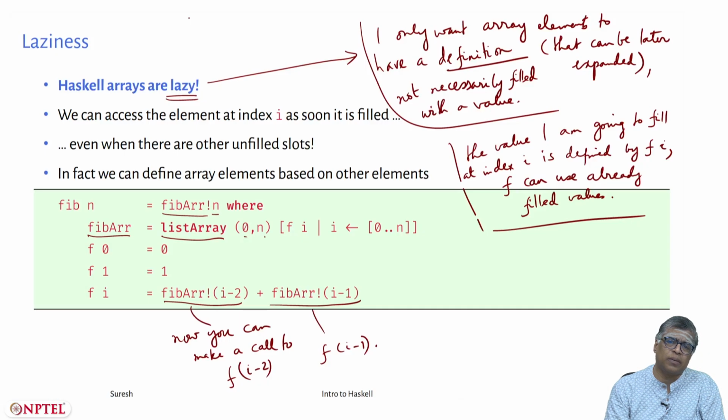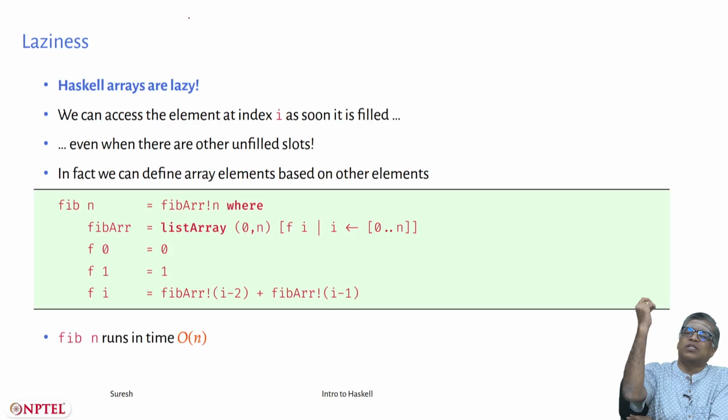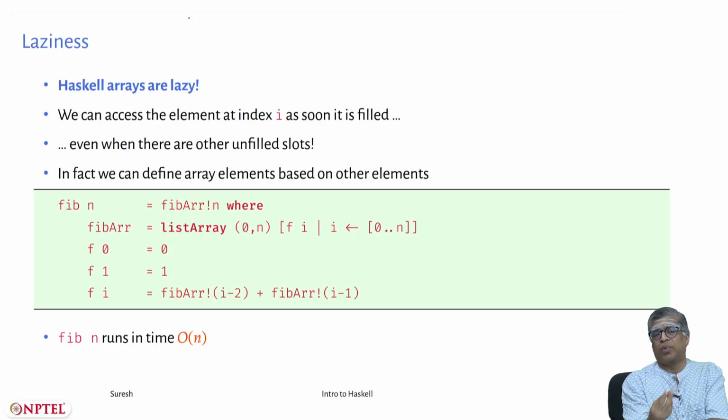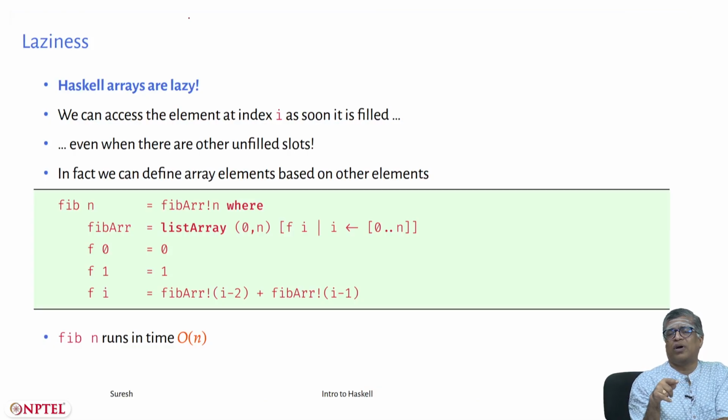Let me get back to the slides. So fib of n runs in time order n, because initially, when you call fib of n, it will try to access the nth element of the array. But the nth element is not filled in, but there is a definition which is f of n. So f of n refers to fib array of n minus 2, fib array of n minus 1. So it will try to access fib array of n minus 1, n minus 2. It is not yet filled in, but there is a definition, so it will try to expand that definition. So it will go on, but the point is, the second time it tries to access fib array of n minus 2, it will already be defined, so it won't expand it to f of I or whatever, it will just pick up the value.